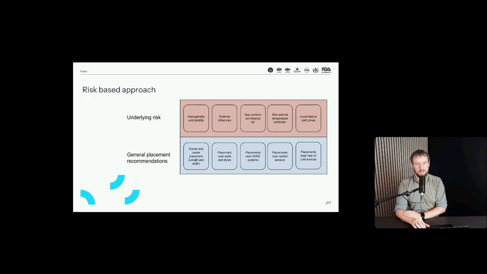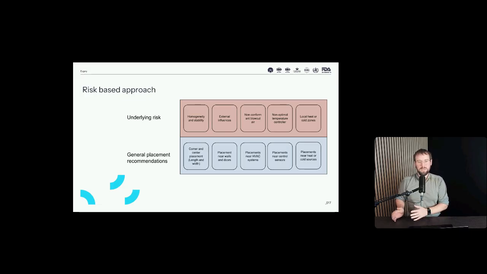So there's a series of questions here. When we have a standard saying, for example, you should place sensors at the corners and center, they are actually saying that there is a risk that the temperature is not homogeneous and stable at all points. When you understand the risk that temperatures might not be the same in the volume at all places, you understand, well, then I need to place sensors at those positions. And equally, they will say you need to place sensors near walls, like exterior walls and doors. Well, it's because we might have an external influence. That is the risk that you need to define and assess.